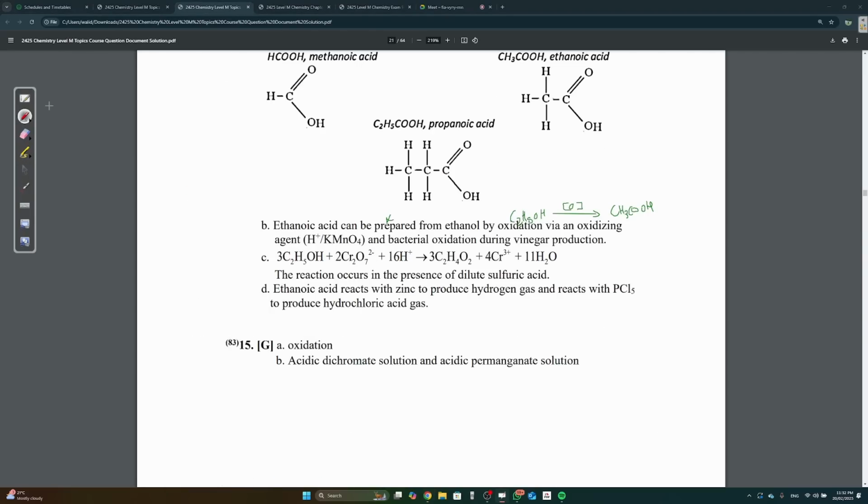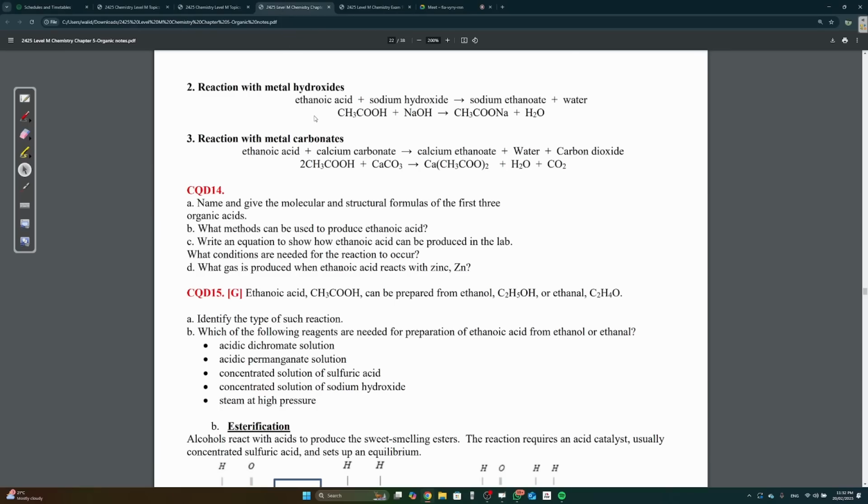This works. But what they did here is they put the oxidizing agent, which is K2Cr2O7. Remember, you can use KMnO4 or K2Cr2O7. So they put it and they just dissociated it. Just know the oxidization agents, which are K2Cr2O7 and KMnO4.